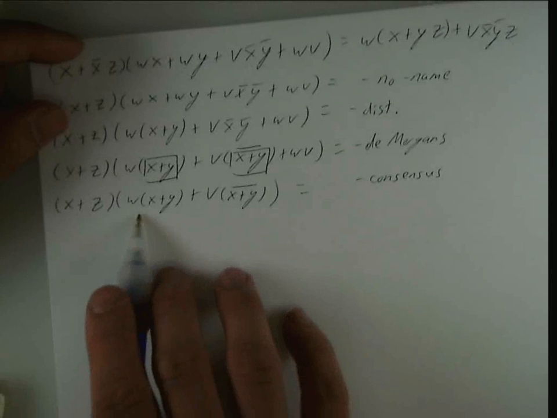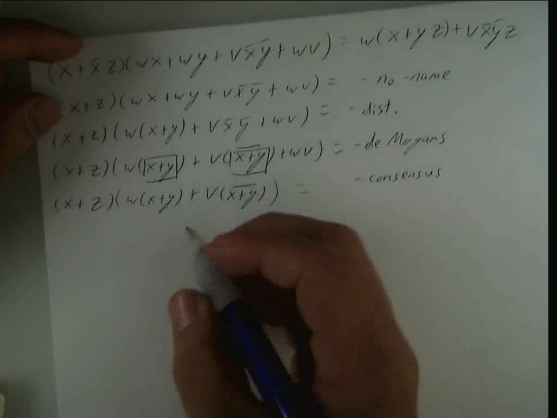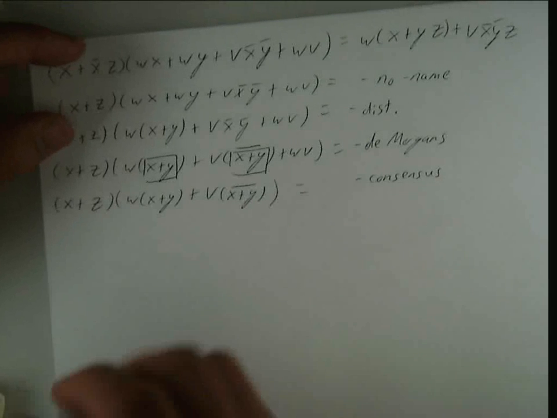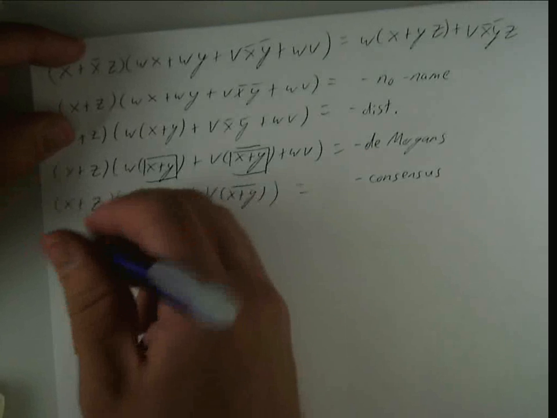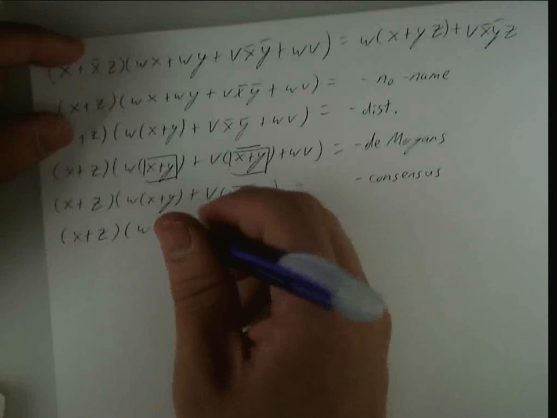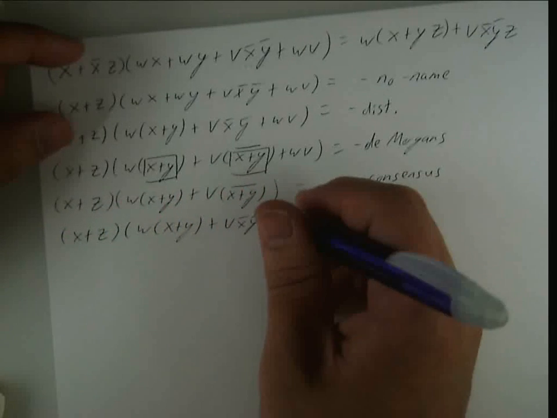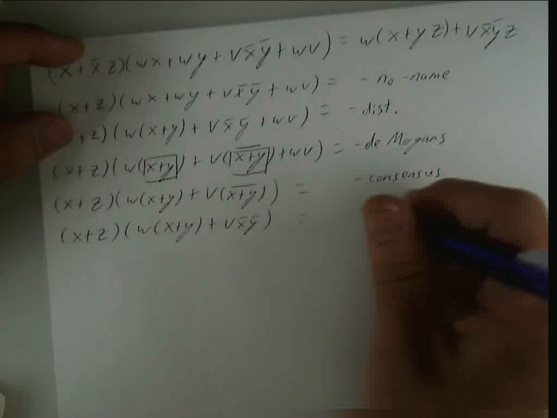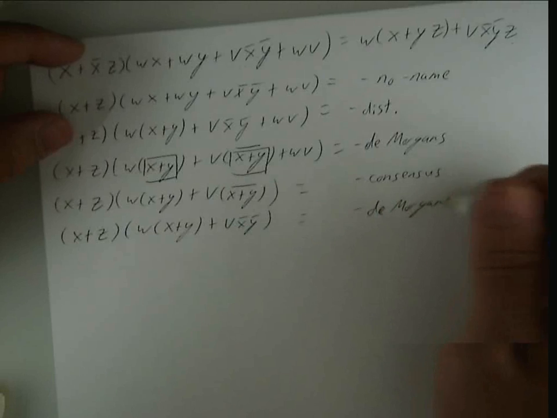We'll work on that in a second. So, let's do that. X or z, w x or y, or v x bar y bar. So that's De Morgan's again. So up to 5 steps.